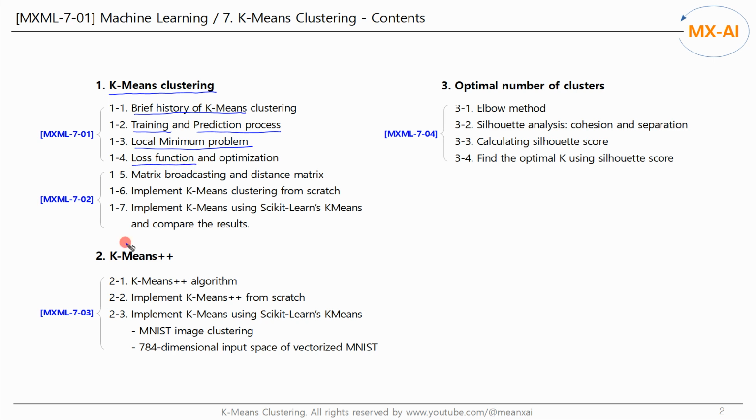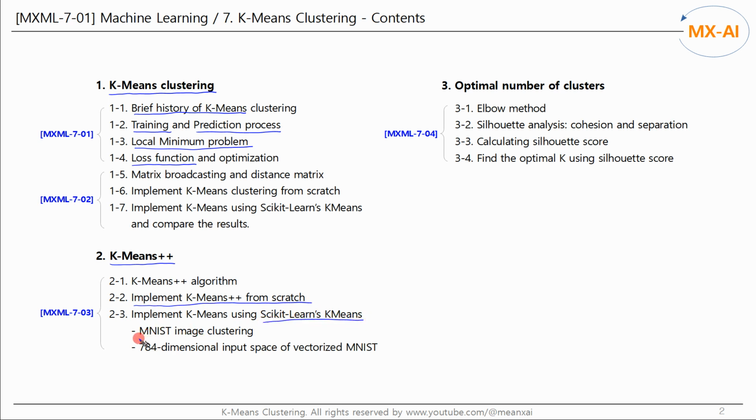In Chapter 2, we will look at the K-means plus plus algorithm, which is designed to reduce the local minimum problem. Let's implement this algorithm from scratch. And let's also implement it using Scikit-Learn's K-means class.